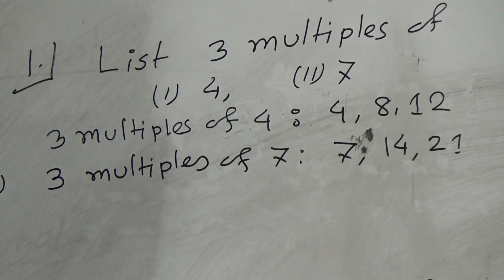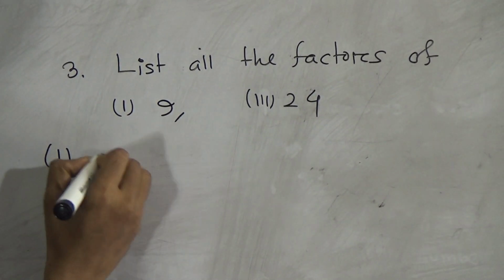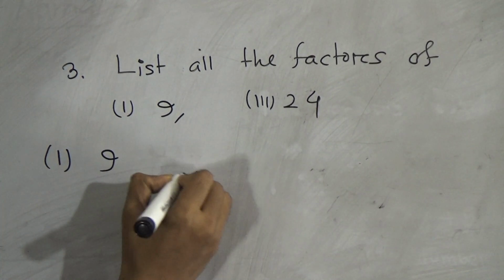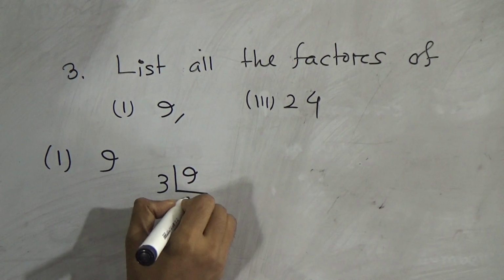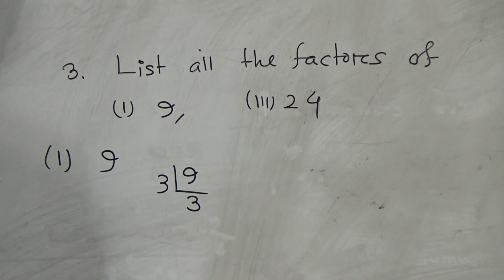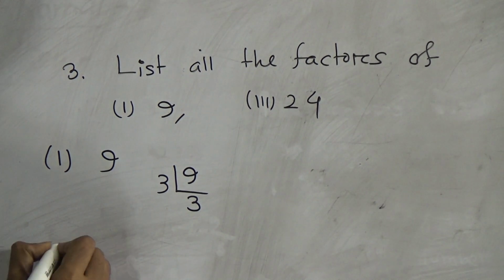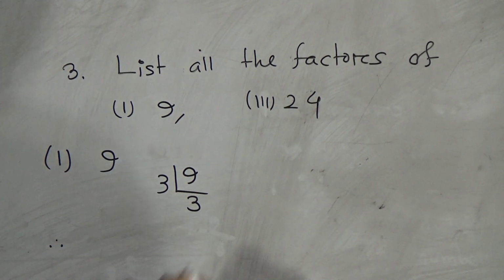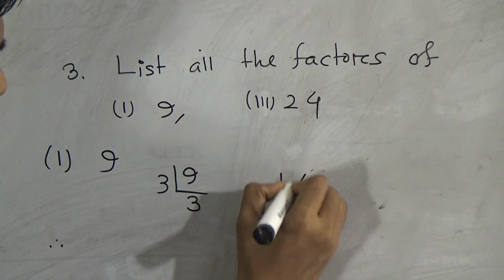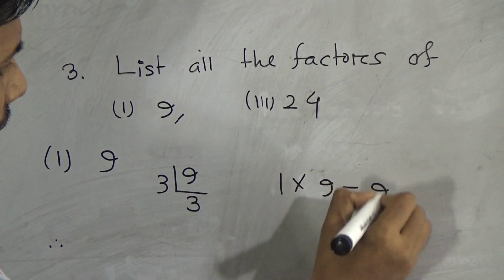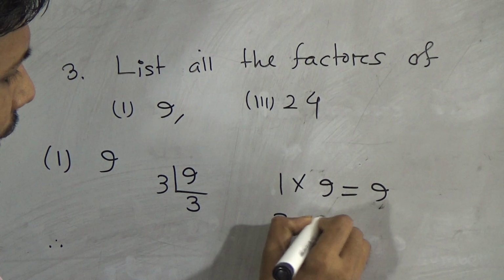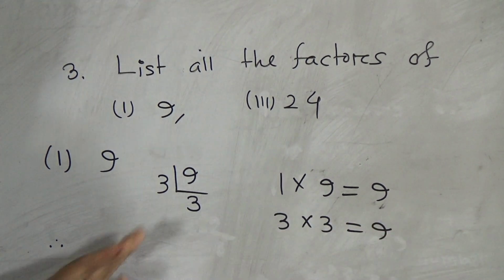This is the multiples. Now question number 3, list all the factors of 9 and 24. At first I will solve 9. At first break 9: 3 threes are 9. Okay, student? Or you can break another way. 1 into 9 equal to what? 9. Then 3 into 3 equal to what? 9. Okay, this way or this way.